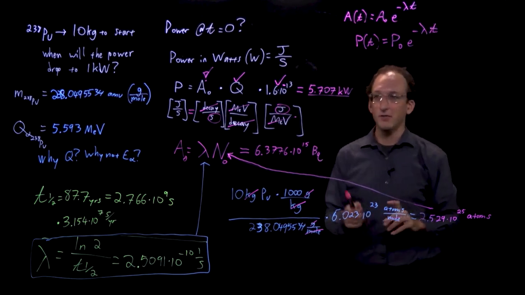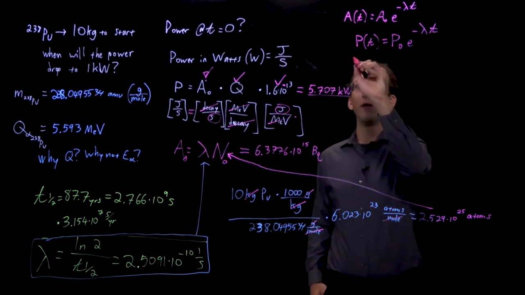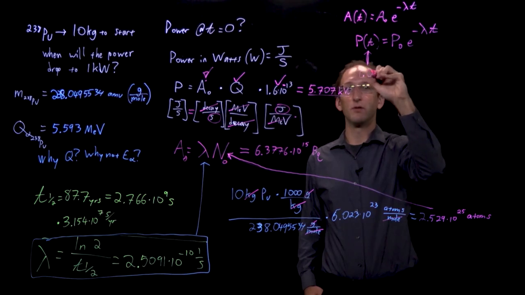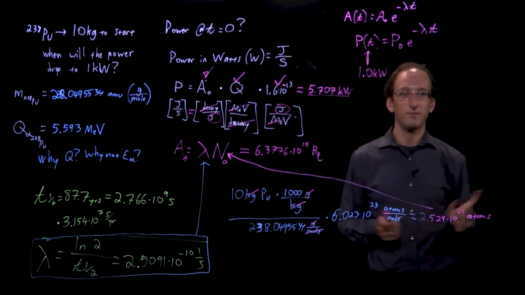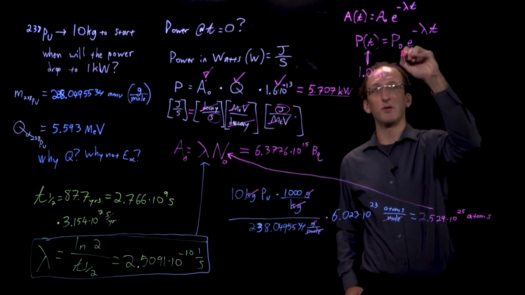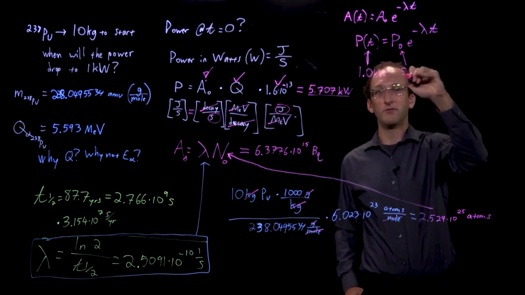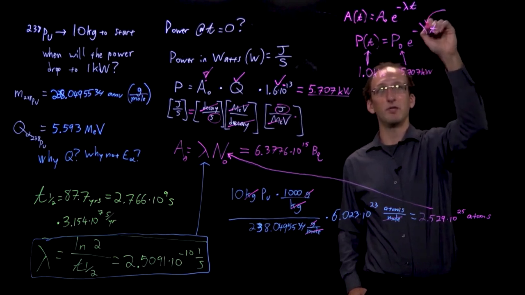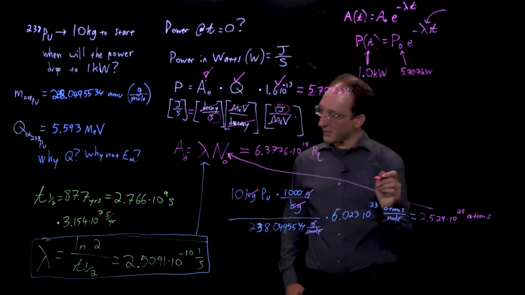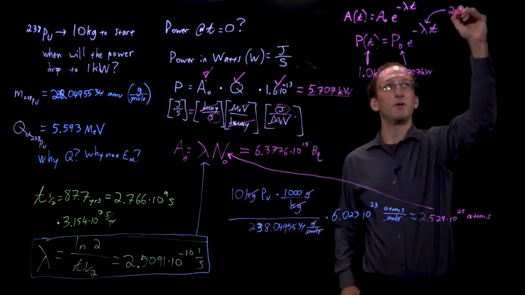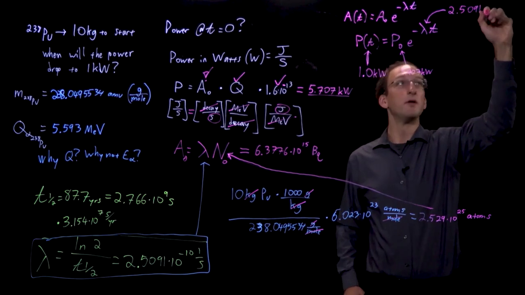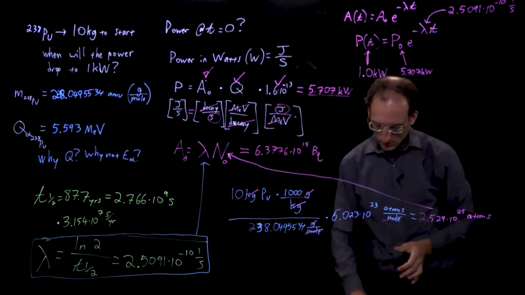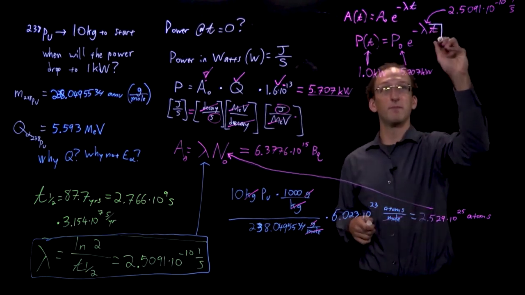And this makes things a lot easier because we have the power at time 0, and we want to know at what time this reaches 1 kilowatt. Not too hard to do. Because we know P0 is 5.707 kilowatts. We know our decay constant, which we already looked up, as 2.5091 times 10 to the minus 10, 1 over seconds. All we're looking for is t.